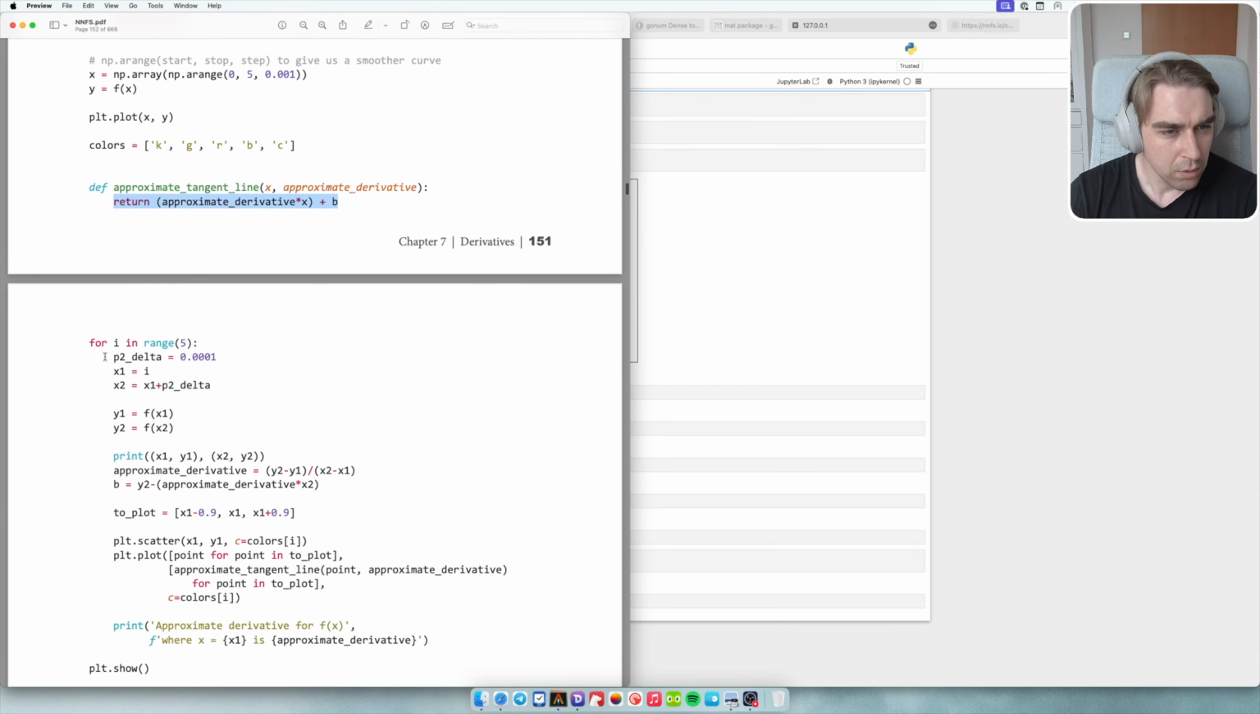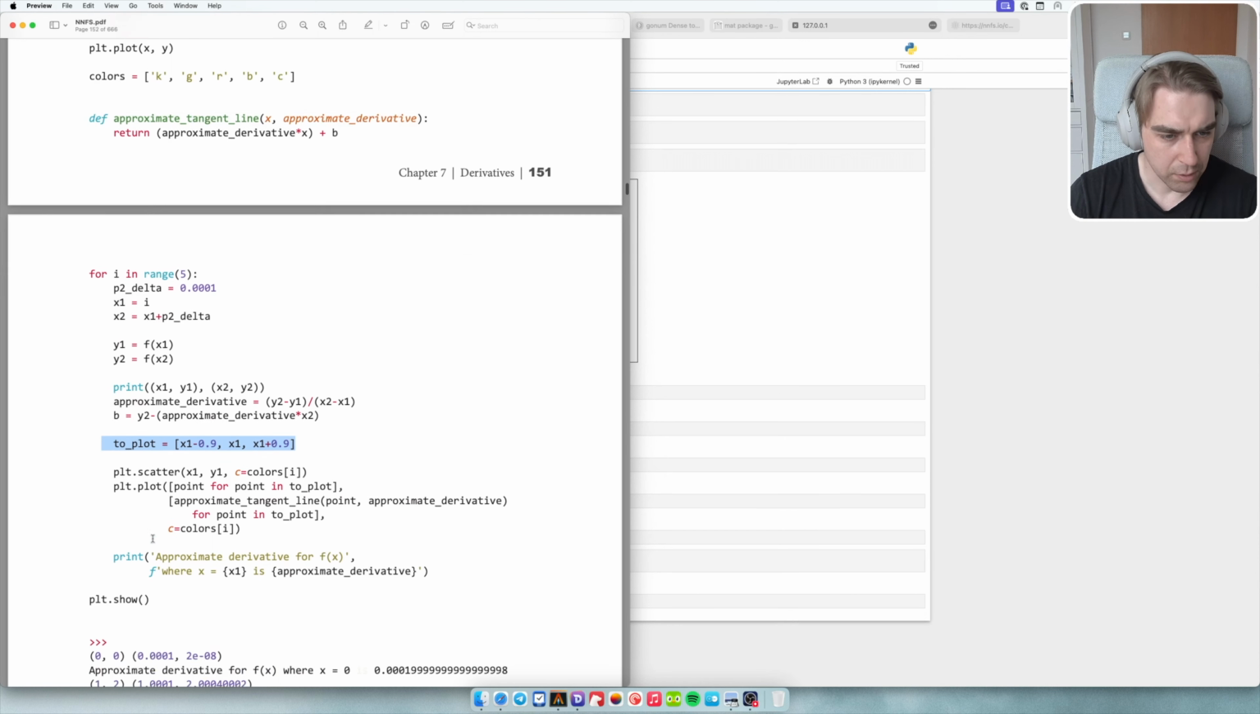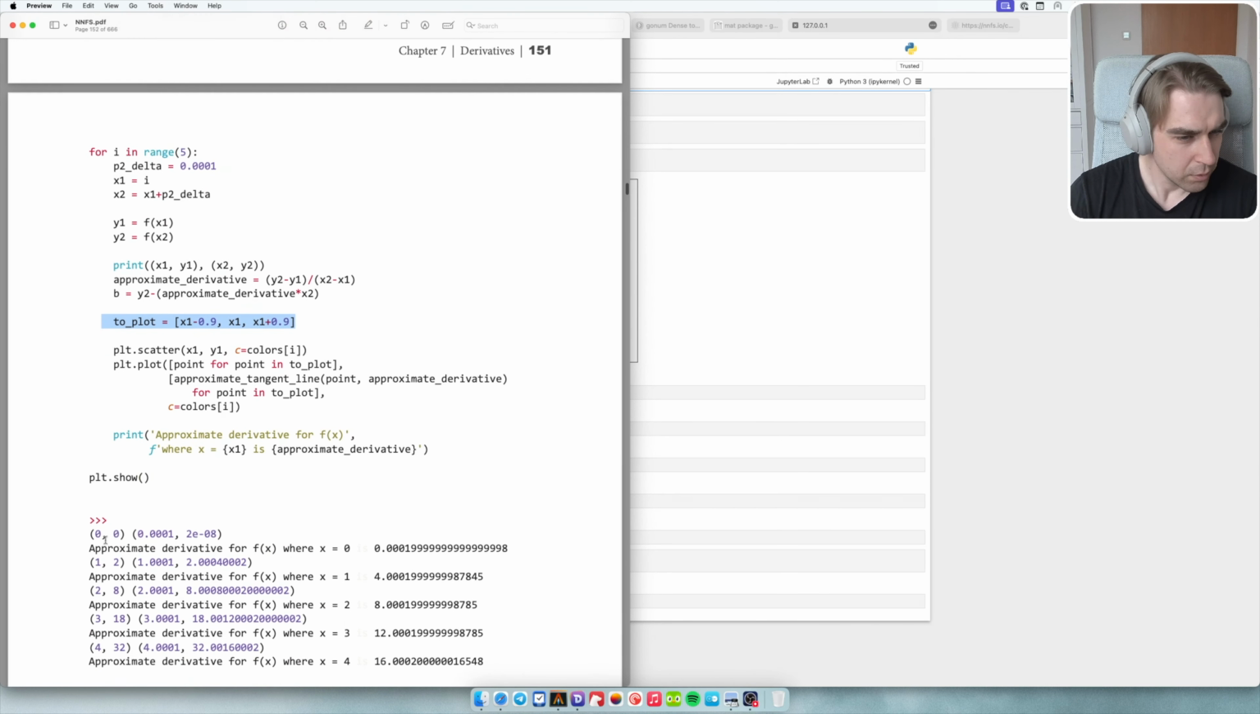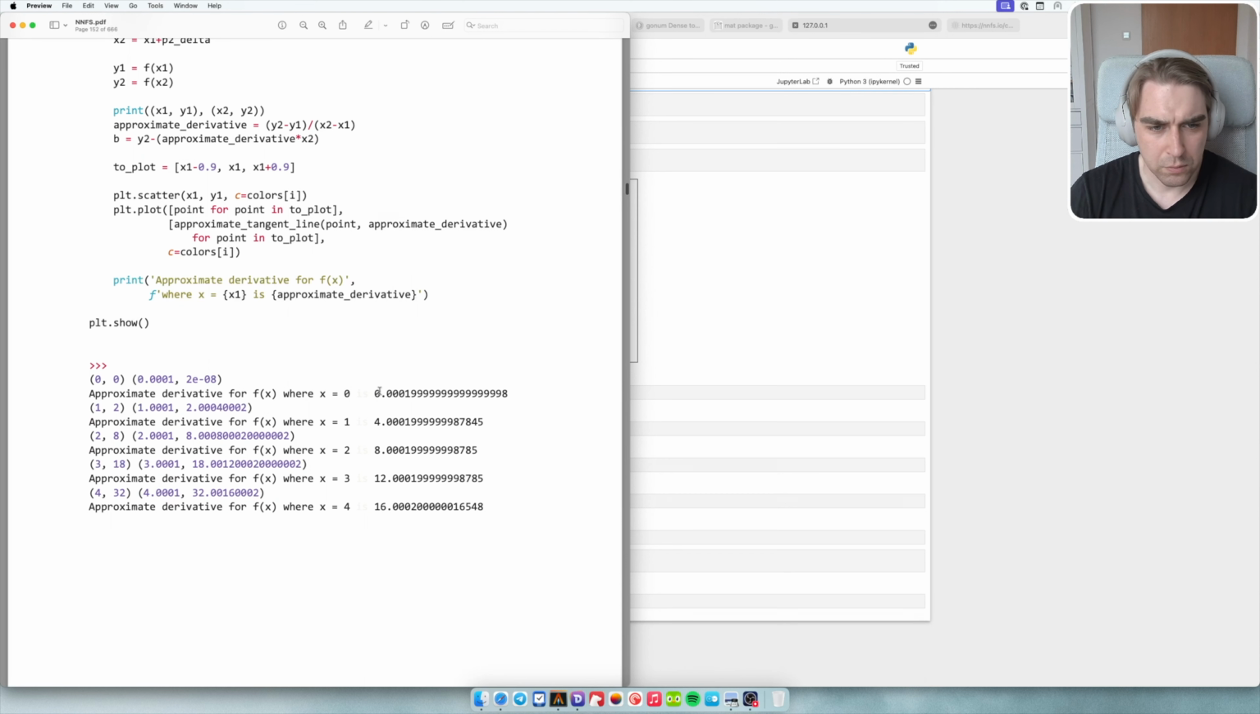And then it takes the small delta. Again, it calculates the derivative value, well, the approximate derivative. It's called the numeric version. And then we plot some values. So basically, it calculates the derivative value for several x's. And so it's 0, 4, 8, 12, 16.